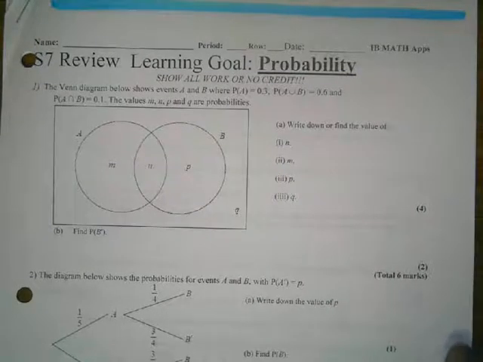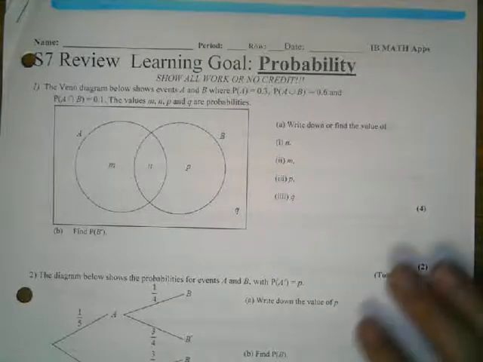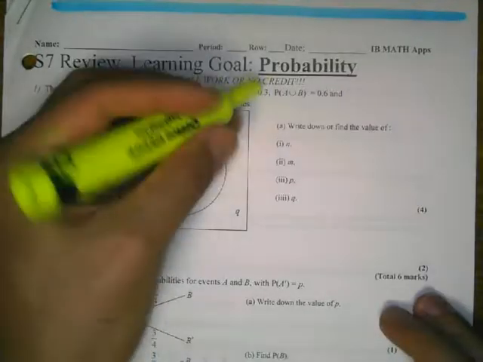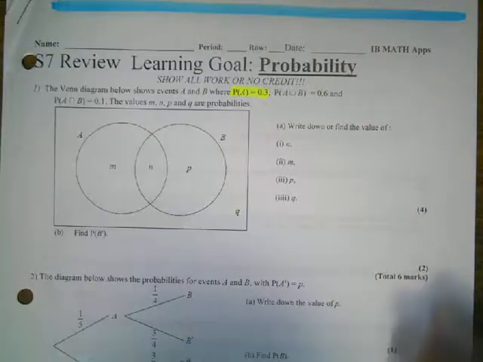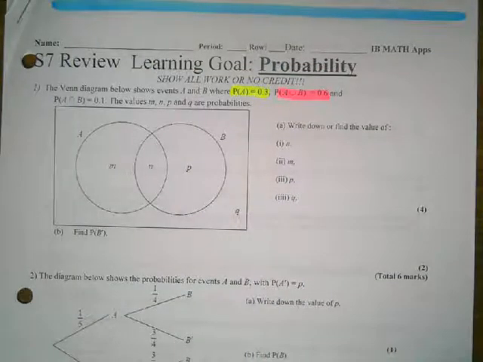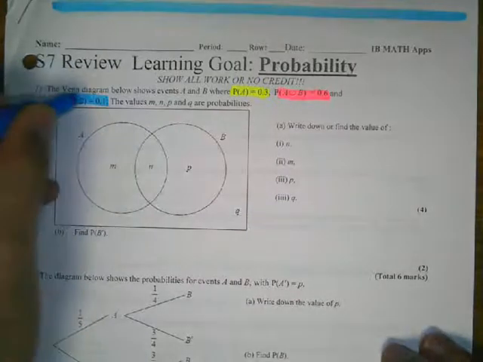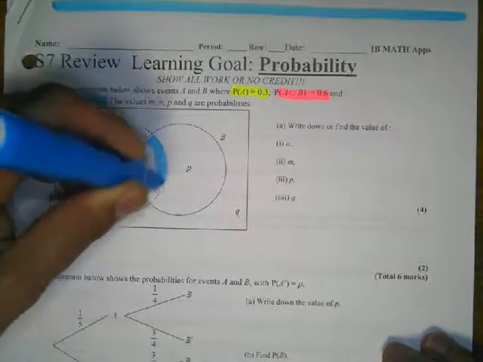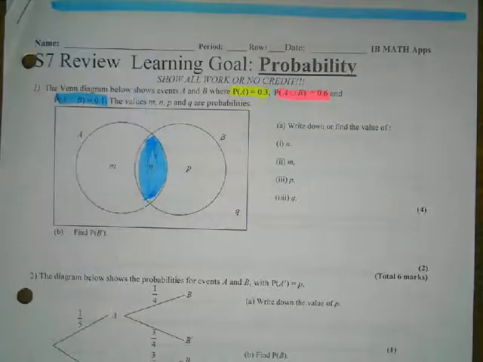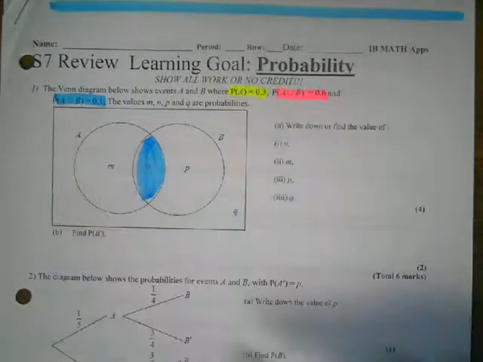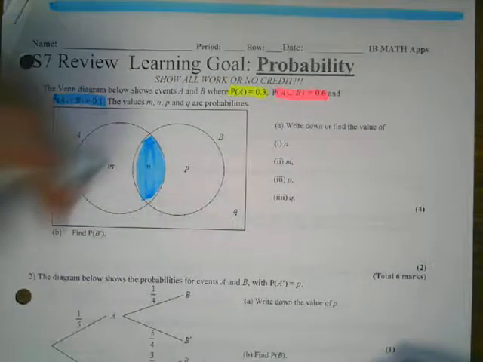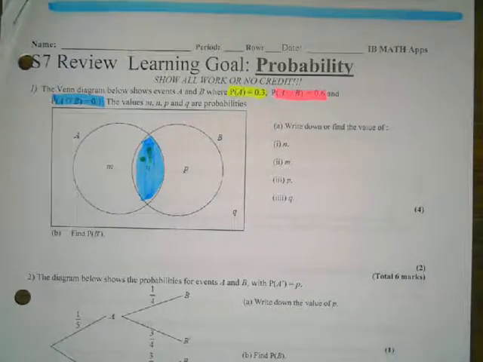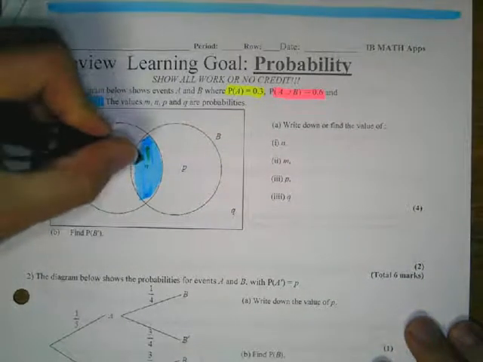Okay, we're going to go over the review packet. So you're told the probability of A is 0.3, the union is 0.6, and you're told the intersection is 0.1. So I'm going to use that intersection information first and write 0.1 right here. So the intersection is 0.1.